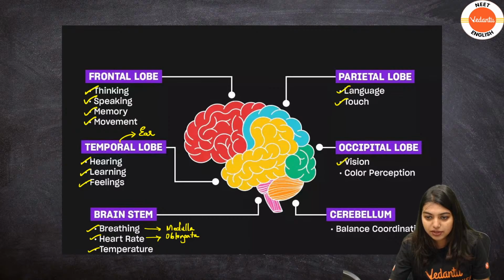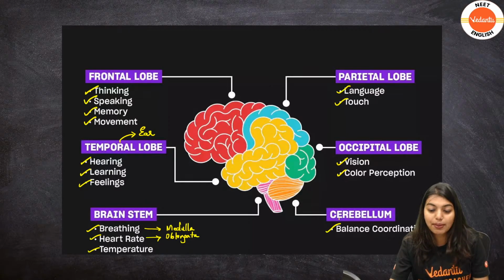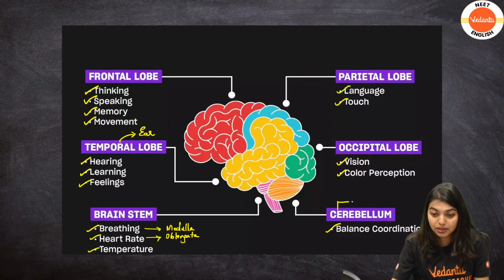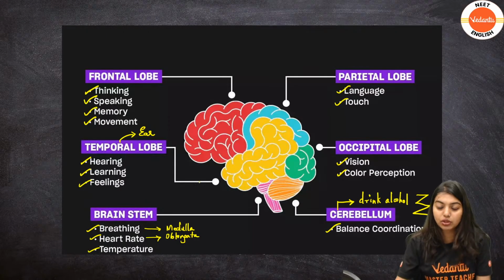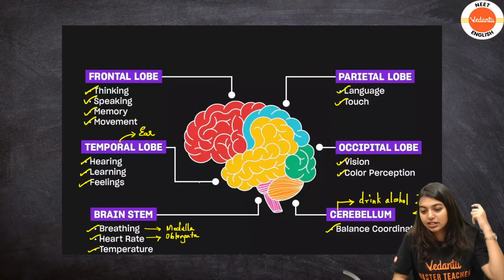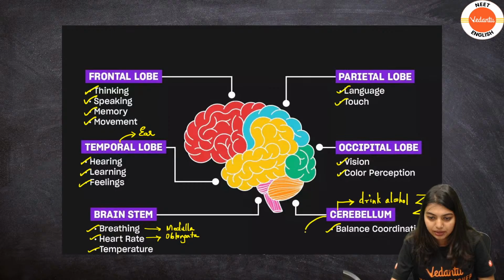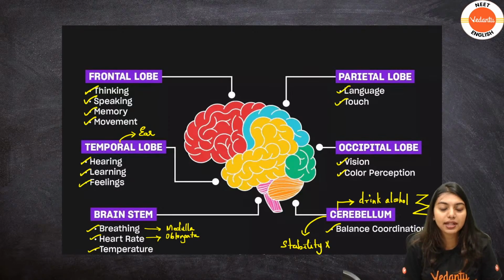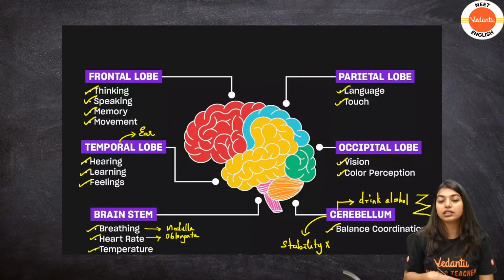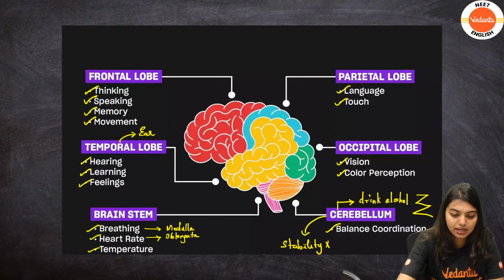Now, the occipital lobe is vision and color perception. The cerebellum is balance and coordination. That is why, students, it is very important. Have you seen a person who drinks alcohol walking? They walk in a zigzag pattern. Why? Because when they drink alcohol, it goes directly to the cerebellum and does not give them stability, that static equilibrium. Stability is completely gone because alcohol has reached the cerebellum, and because of that the person loses balance.